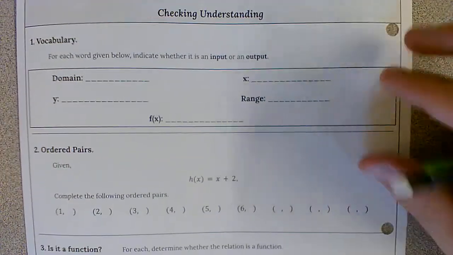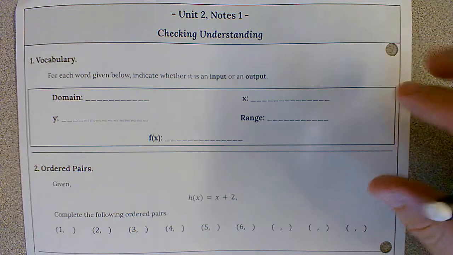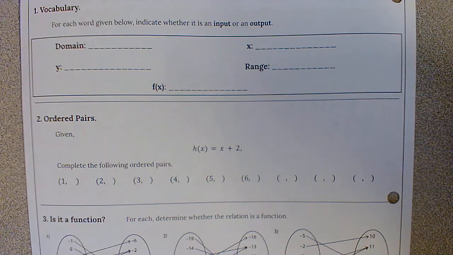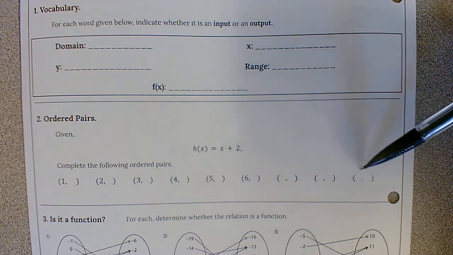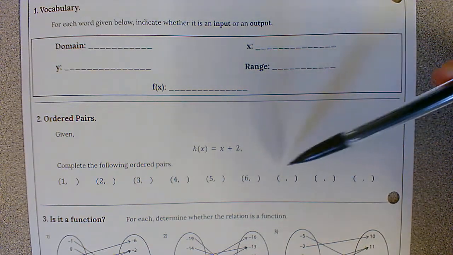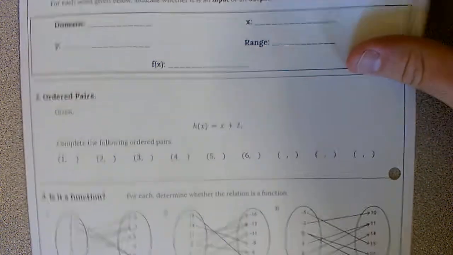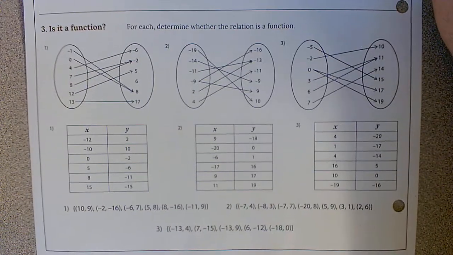Okay. You're going to practice all three of these things on the back. Take your time with this. Make sure you're using the front to answer questions. When you're doing the ordered pairs one, these three parentheses are completely blank. I want you to come up with your own x values. Lastly, for each of these questions down here, I'd like you to tell me whether it's a function or not.